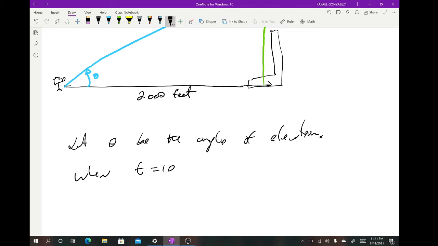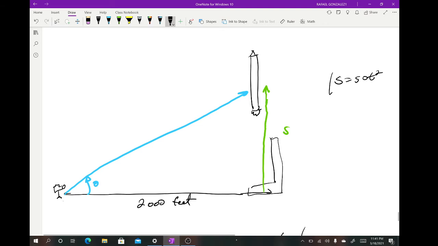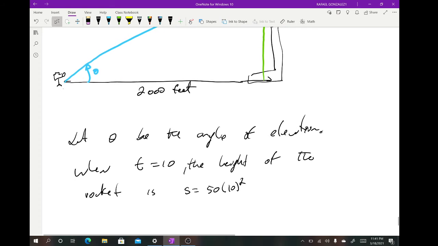And when t is equal to 10, we know that the height of the rocket is s equals 50 times 10 squared because of this formula. That gives us the height of the rocket, 50t squared. And we know that t is equal to 10, so we have 50, 10 times 10 is 100, so 50 times 100, which equals 5,000 feet. So after 10 seconds from liftoff, the height of the rocket is equal to 5,000 feet.